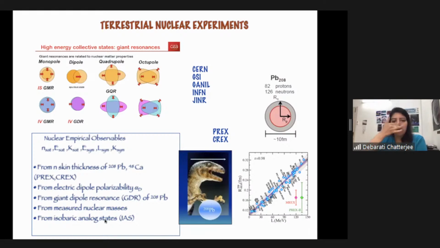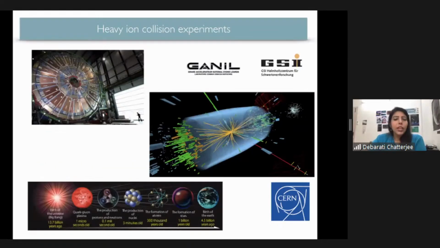Okay, so there are many facilities at CERN and GSI, Ganil in France, INFN, GNIR, etc. All these experiments give us an idea about the symmetry energy of nuclear matter. The other territory that I already talked about very briefly is heavy ion collision experiments, or accelerator experiments. As you know, these facilities are, for example, at CERN, at GSI or Ganil.